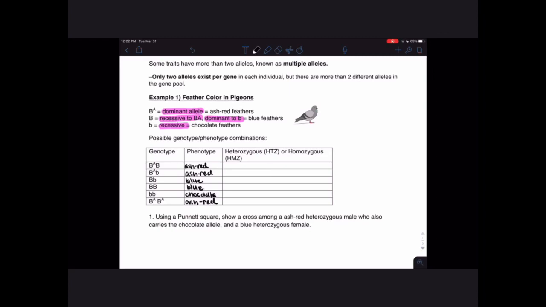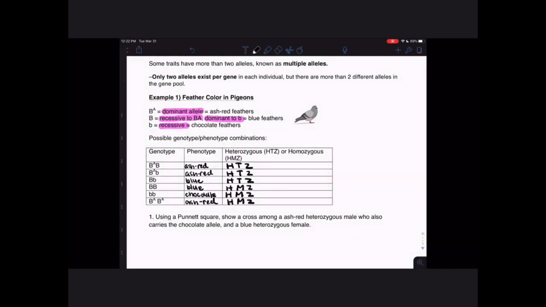And then on the side, we just write whether it's heterozygous or homozygous. So if it's heterozygous, we write HTZ, and this one is heterozygous because it is BA, which is dominant, and B, still uppercase B, but that's recessive to BA. And so we just go on down the line. BA is HMZ because that is homozygous dominant.